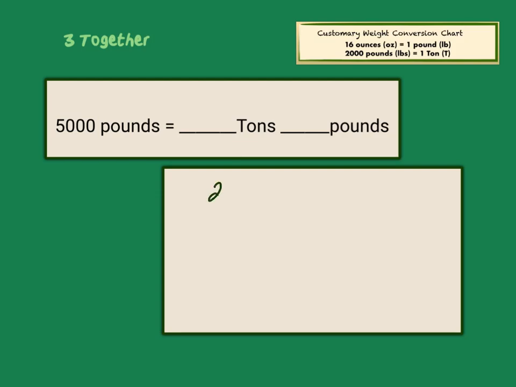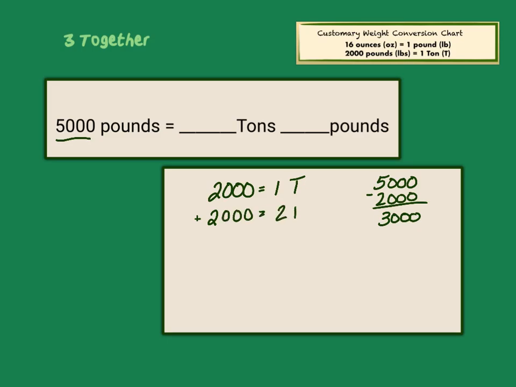So if I know that there are 2,000 pounds in each ton, and I actually have 5,000 pounds, I take that 5,000 pounds and take away 1 ton, and that leaves me with 3,000 pounds. And 3,000 is still greater than 2,000, so I can take out another ton, another 2,000 pounds, giving me 2 tons, and I will still have some left over. When I take that 2,000 away, I am left with 1,000.